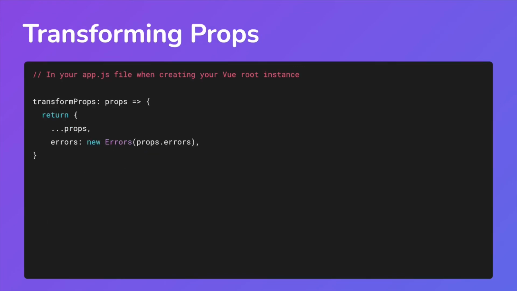And last but not least, there is one more handy feature, and that is to transform props. For example, let's say that you do not like the default way Laravel is returning errors. When creating your Vue root instance in your app.js file, you can include a third prop next to the props initial page and resolve component called transform props. Just like resolve component, this should be a callback function. All props for a page will be piped through this component where you can alter them as you like. Here we are converting a list of errors into a custom object.